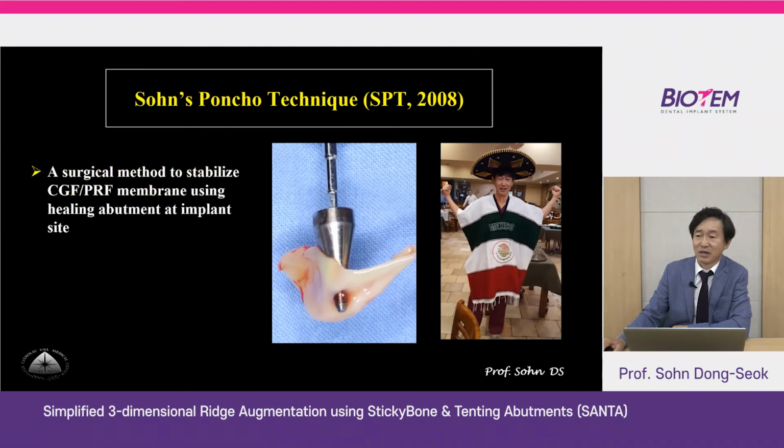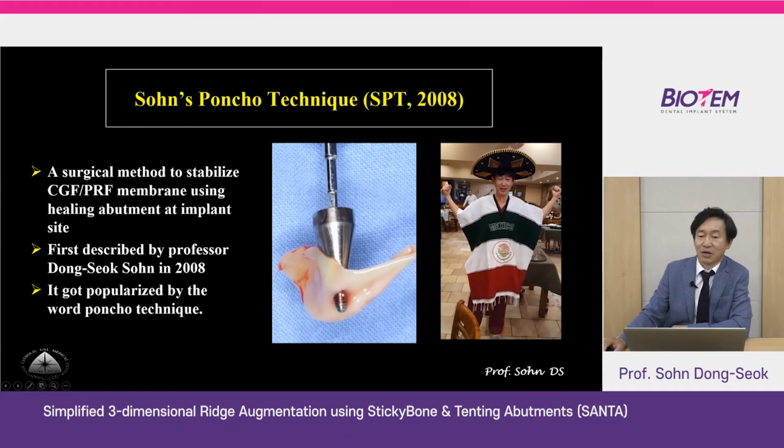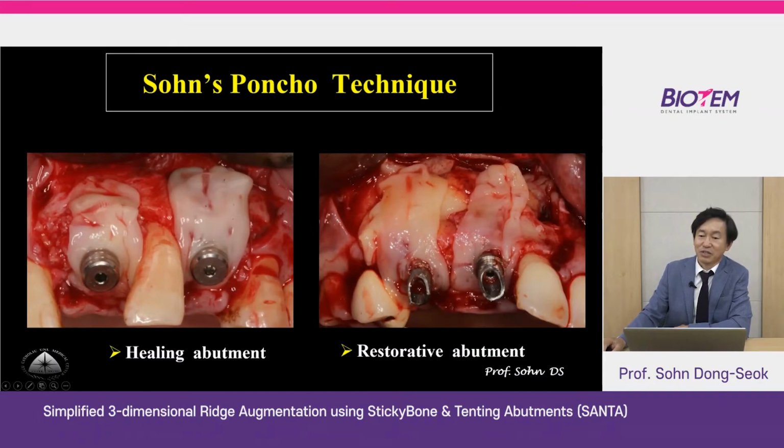Let me talk a little bit about the Pancho technique. This technique was introduced in 2008. This is a surgical method to stabilize the CGF or PRF membrane using a healing abutment or prosthetic abutment at the implant site. This technique was described by me in 2008, and now it has been popularized by the world, simply as the Pancho technique. So the CGF membrane is pierced with a cotton pliers or pincet or a blade to pierce the healing abutment to stabilize this membrane. You can use the healing abutment or restorative abutment to stabilize the CGF membrane and stabilize the grafting material under the CGF membrane.